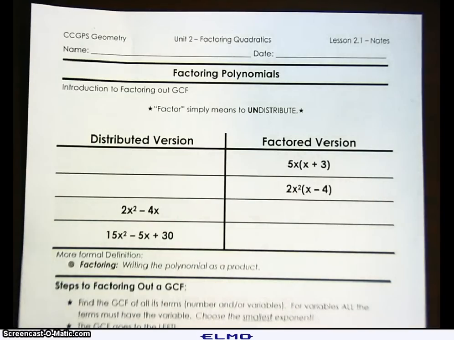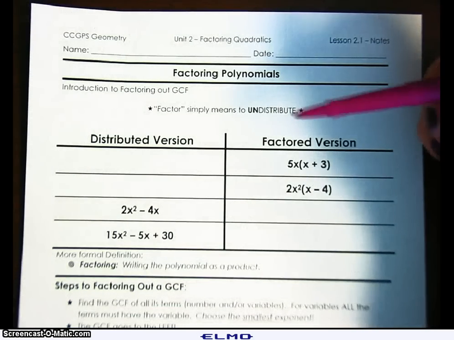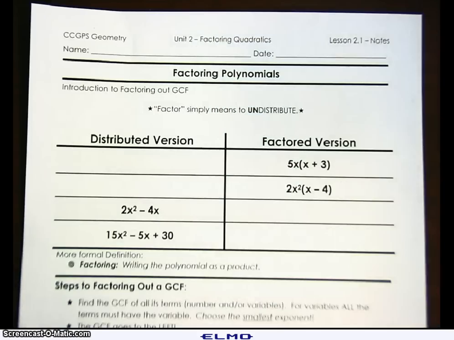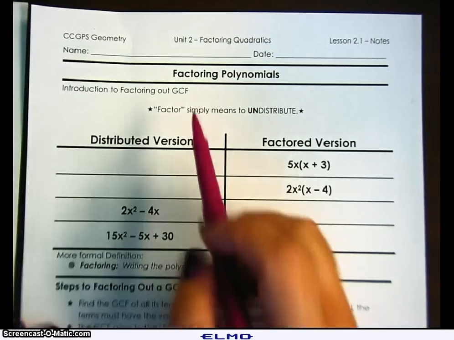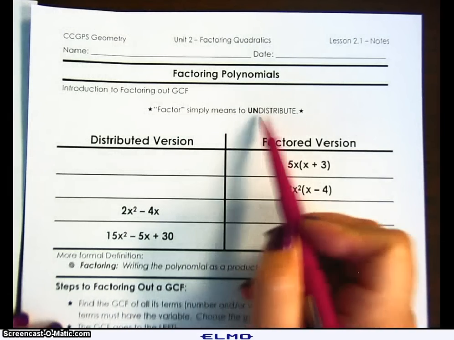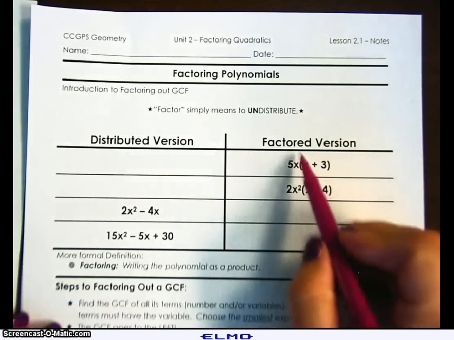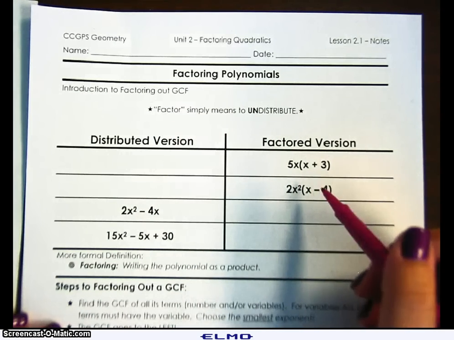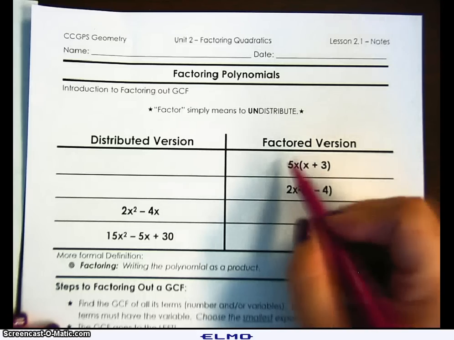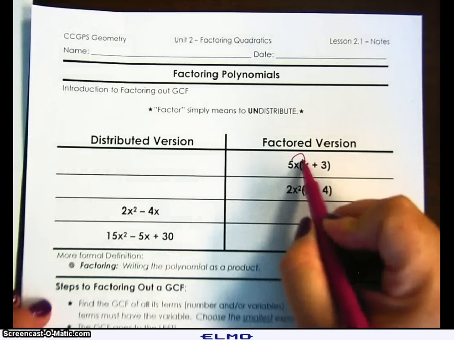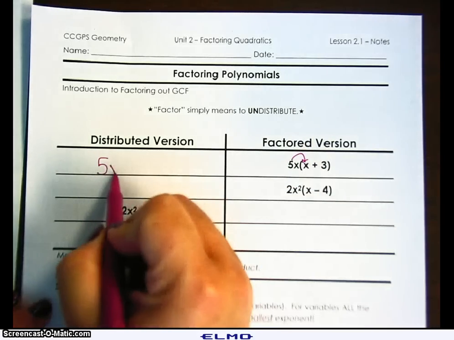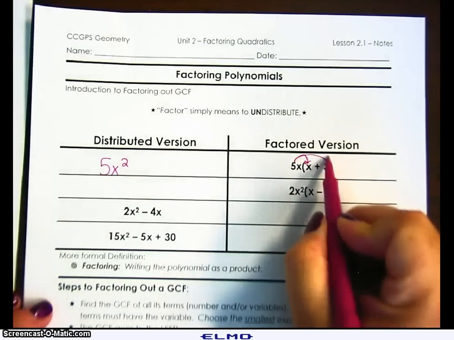Lesson 2.1. First, let's talk about what factoring polynomials is. What does that mean? Well, the first thing we're going to start off with in factoring polynomials is looking for a GCF, and that's a greatest common factor. To factor means to simply undistribute. So this is what a factored version looks like. If I were to unfactor it, it would be the same thing as distributing it, which we have already done before in Unit 1.